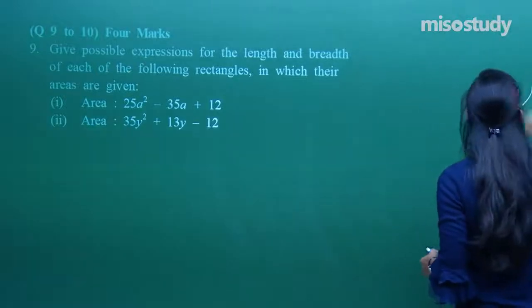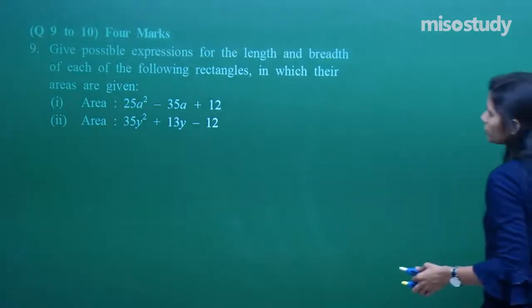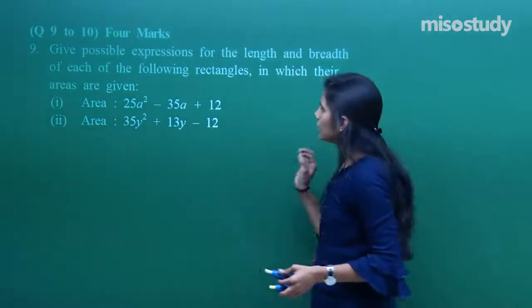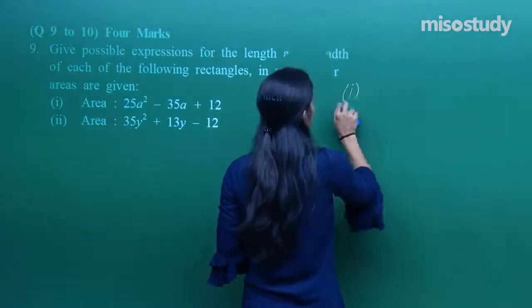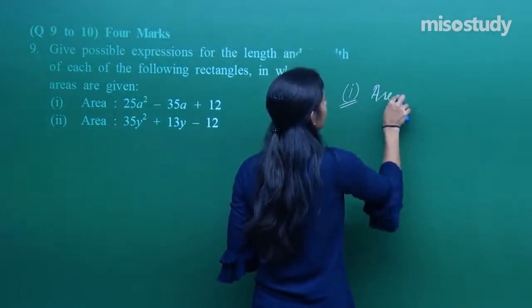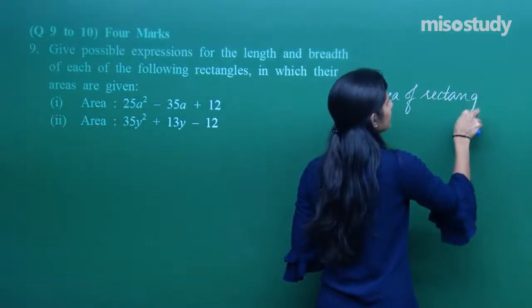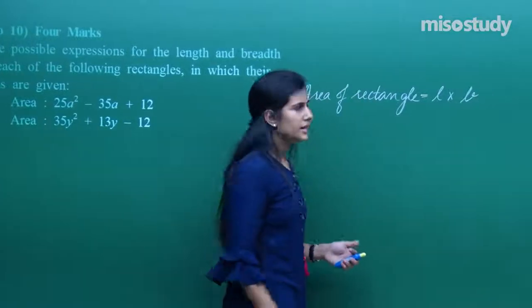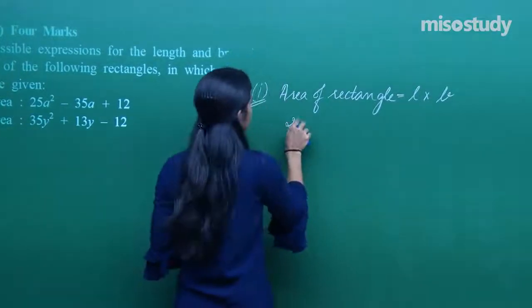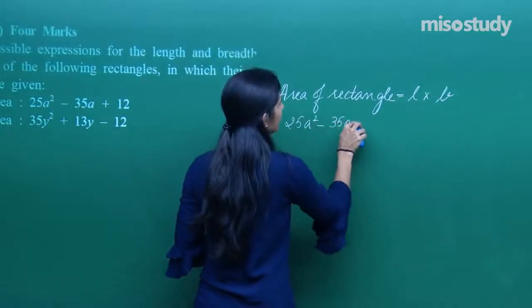Next question is, give possible expressions for the length and breadth of each of the following rectangles in which their areas are given. So there are two rectangles whose areas are given, and corresponding to these areas you have to give length and breadth. So first, area of rectangle is what? Area of rectangle is length into breadth of that rectangle. Area is given to me as 25a square minus 35a plus 12.